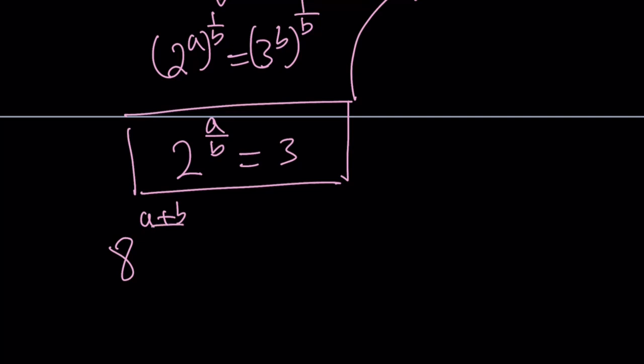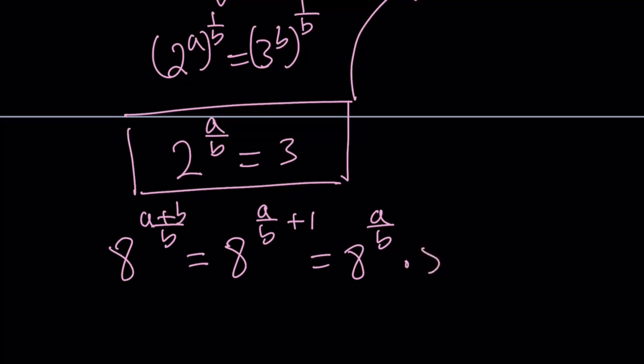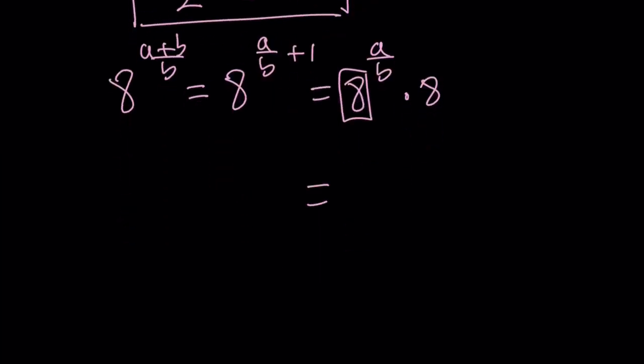8 to the power (a+b)/b. Now, this fraction can be broken down into the sum of two fractions because of the numerator. So we can write this as 8 to the power a over b plus b over b, which is 1, and then it becomes 8 to the power a over b times 8 to the power 1, which is 8. Okay? Now, how am I going to associate it with 2 to the power a over b? Well, 8 is just 2 to the third power, so we can write it as 2 to the third to the power a over b times 8.